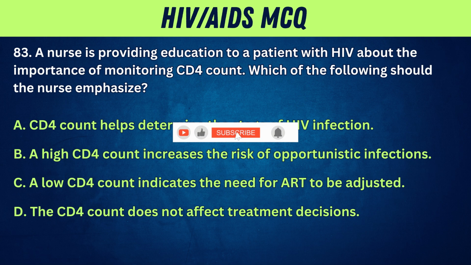83. A nurse is providing education to a patient with HIV about the importance of monitoring CD4 count. Which of the following should the nurse emphasize? A. CD4 count helps determine the stage of HIV infection. B. A high CD4 count increases the risk of opportunistic infections. C. A low CD4 count indicates the need for ART to be adjusted. D. The CD4 count does not affect treatment decisions.